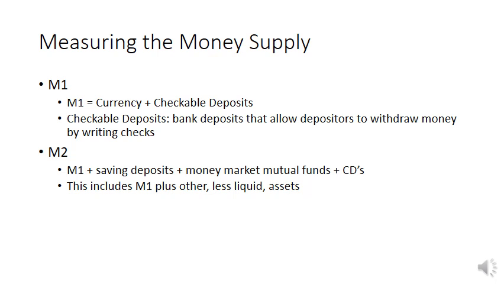So, what are some other ways we measure? There's also M2, which is everything that's in M1 plus savings deposits, money market and mutual funds, and CDs. What a CD means here is a certificate of deposit. M2 includes all of M1 plus other less liquid assets.